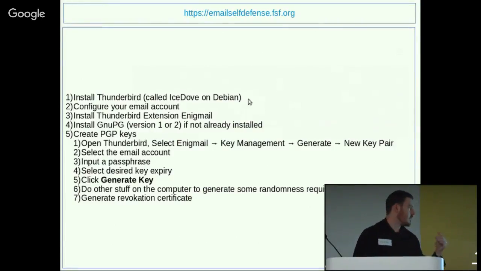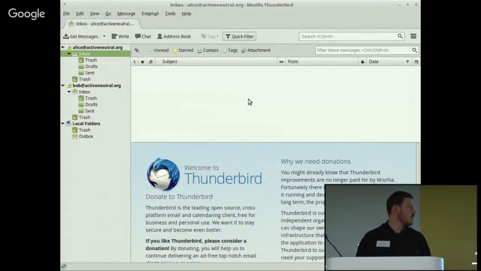You need to install Thunderbird, Enigmail, which is an extension for Thunderbird that provides PGP support, and also GNU PG, which is what Enigmail actually uses for the PGP signing and encryption. So I've already set up these email accounts, as in created them on the server and also configured the client for them. But so far I haven't configured them for PGP. This is where I expect you guys would be at normally.